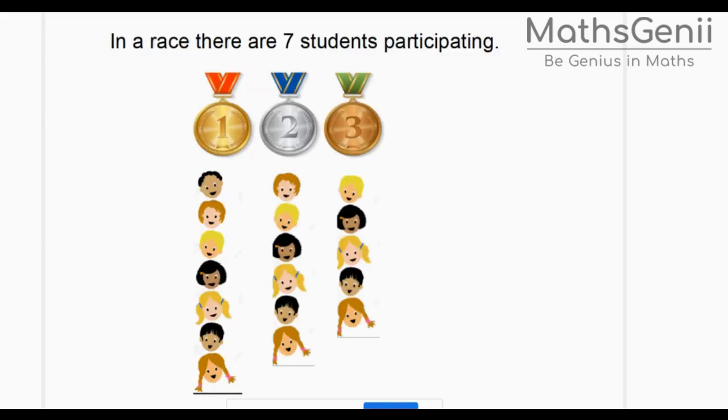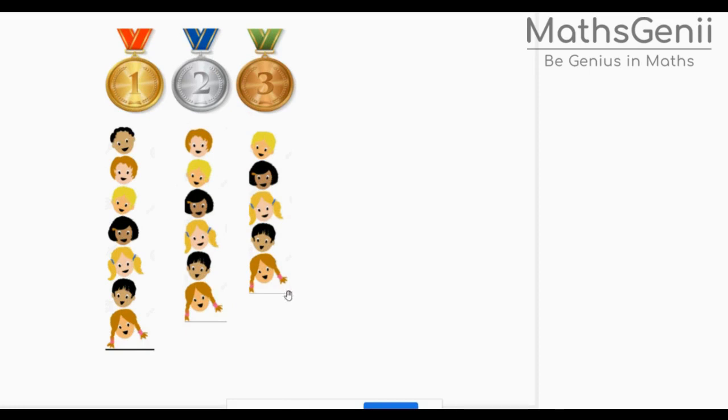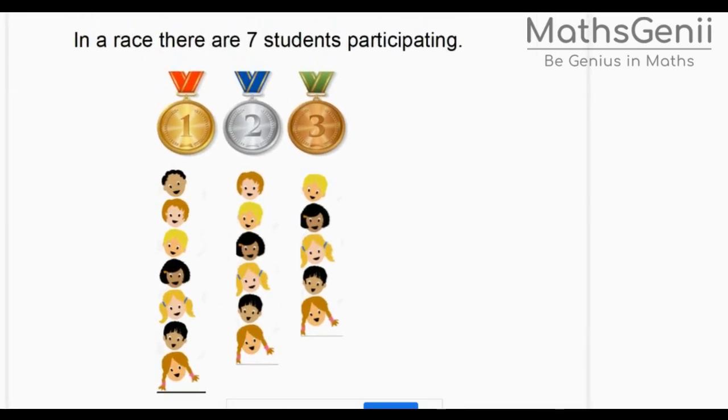Okay. Now look and concentrate, 100% concentration. In a race, there are 7 students participating. And you have to give them 3 medals, of course, gold, silver, and bronze. Now, how many students are participating? 7 students, correct? Out of these 7 students, how many students can get the gold medal? Any one of these can get gold. Suppose this person got the gold medal.